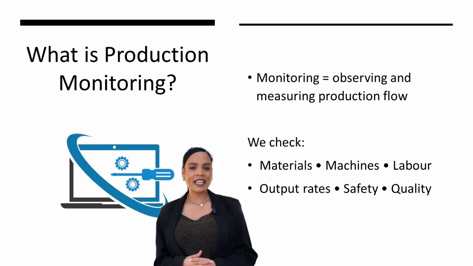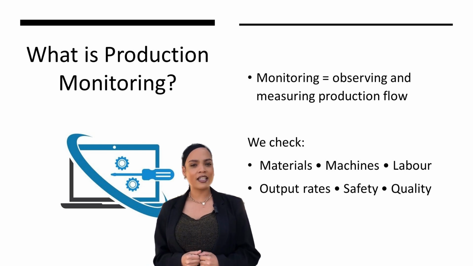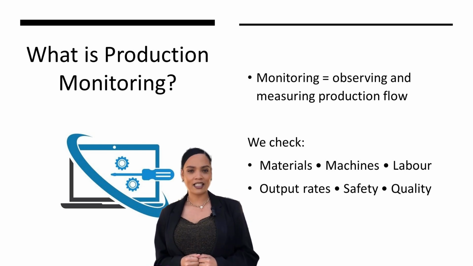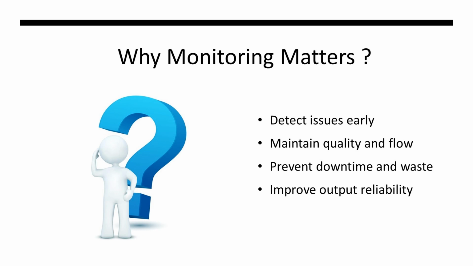Before we move on to the next slide, here is a quick question. Why is early problem detection important in production? Monitoring matters because it detects issues early, maintains quality and flow, prevents downtime and waste, and improves output reliability. A 5-minute detection can save an hour of rework. If I see counters dropping, temperature drifting, or scrap trending up, I pull the cord early. I don't hope it will recover on its own. Key message: small signals now prevent big failures later.